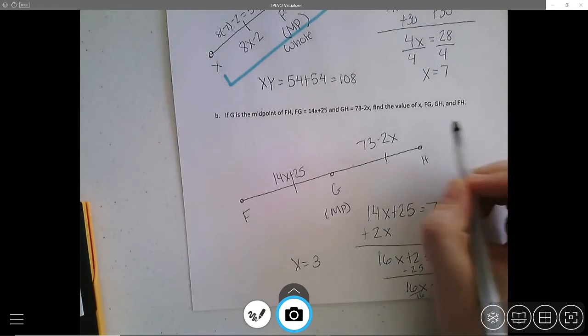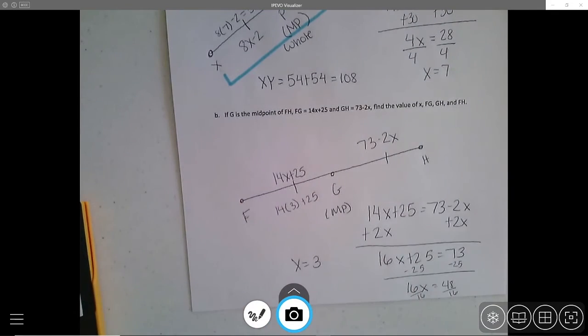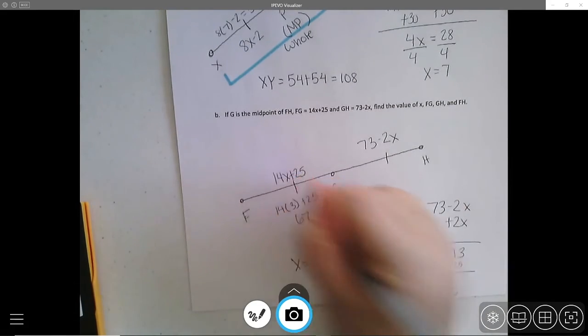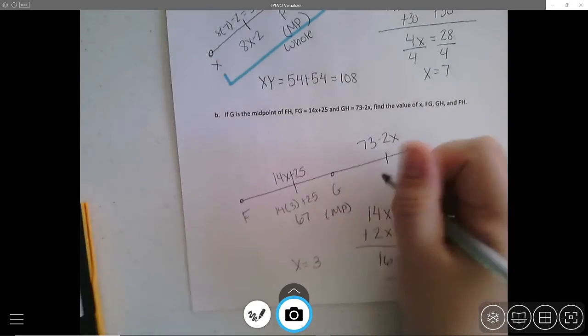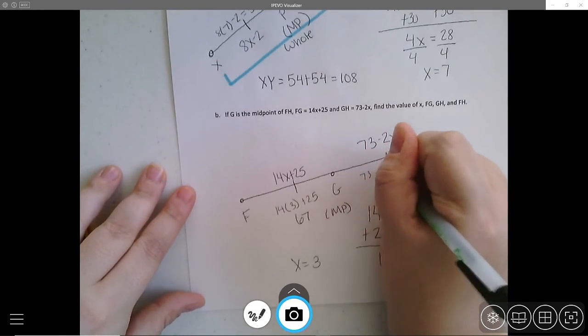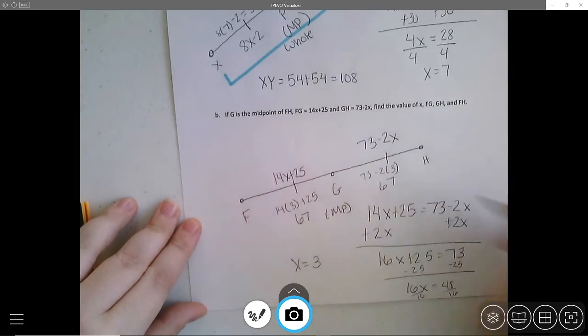Okay, now filling out what else they have. FG would be 14 times 3 plus 25. 14 times 3 is 42 plus 25. That is 67. GH will be 73 minus 2 times 3, so that would be 73 minus 6. Okay, and I get an answer of 67 as well.